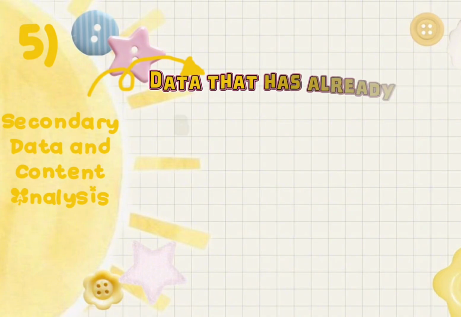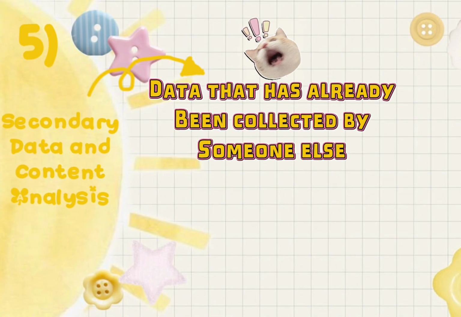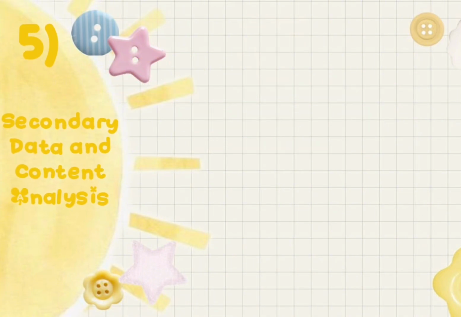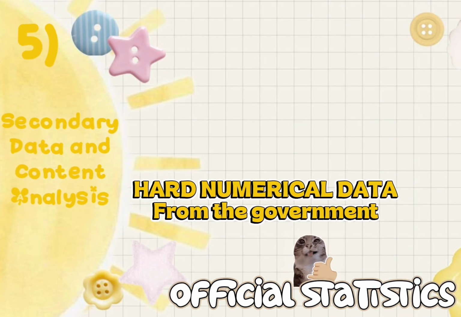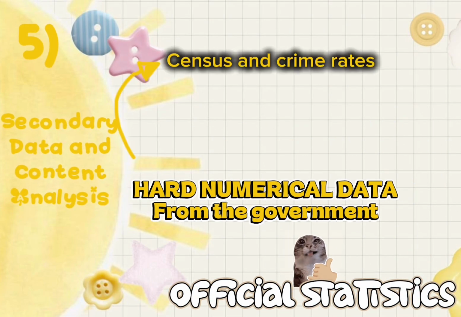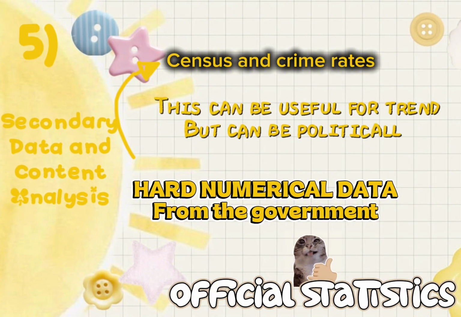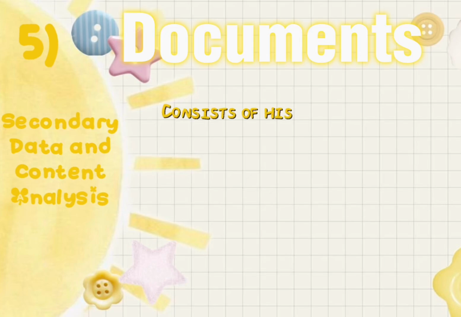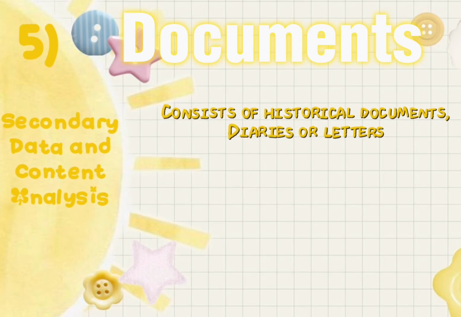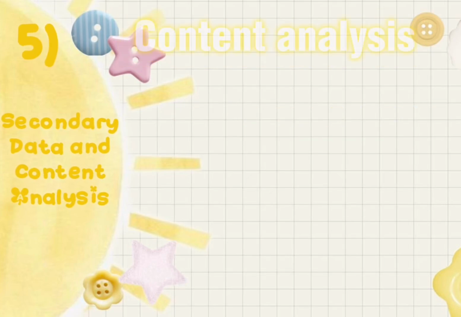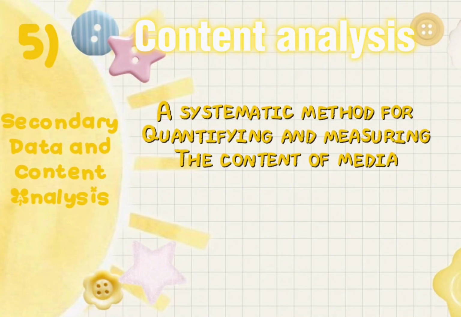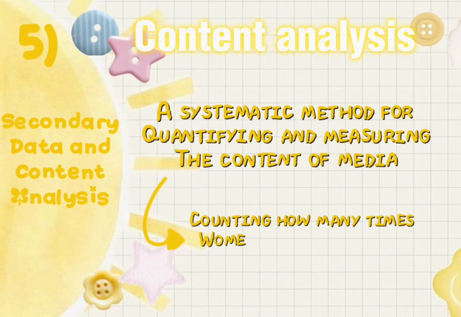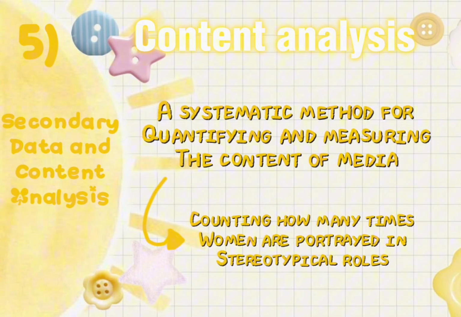5. Secondary data and content analysis. Secondary data is data that has already been collected by someone else. Secondary data can come from official statistics. This is hard numerical data from the government, for example, census and crime rates. This can be useful for trends, but can be politically manipulated. And then there's documents, which consist of historical documents, diaries, or letters. And finally, content analysis. This is a systematic method for quantifying and measuring the content of media, for example, counting how many times women are portrayed in stereotypical roles.